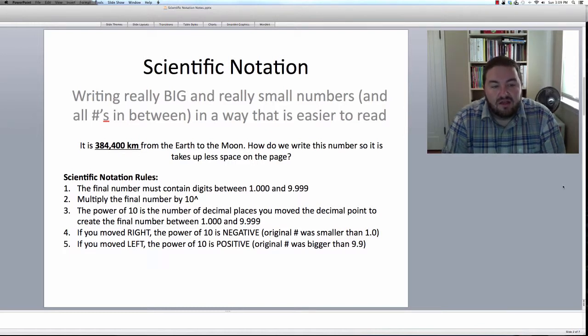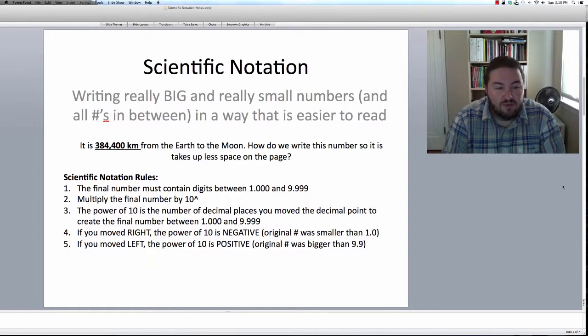So number 1, the final number must contain digits between 1 and 9.99. Can't be any bigger than that. We have to be less than 10 and bigger than 1. Step number 2, we're going to multiply the final number that we get by 10 up to the power. And number 3, then, that power of 10 is the number of decimal places you move the decimal point to create that final number, again, between 1 and a little less than 10, somewhere smaller than 10, like 9.999.